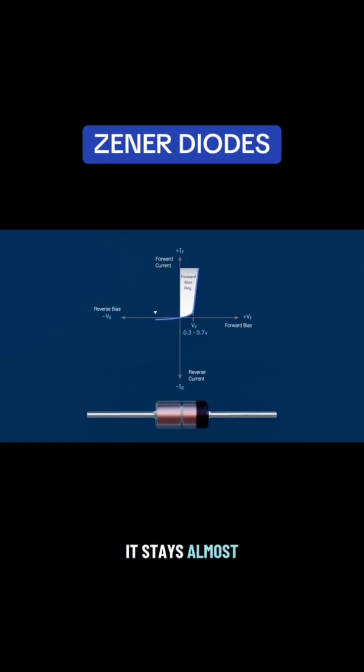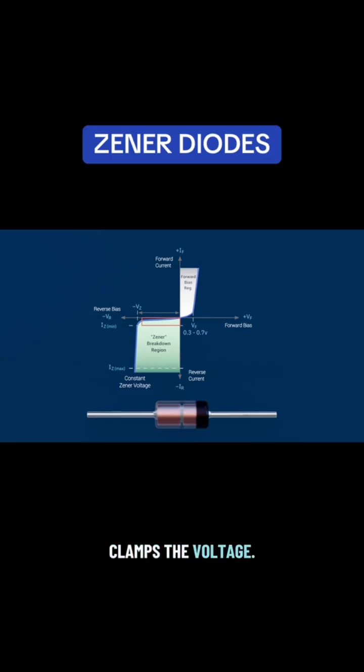It stays almost flat until the breakdown region. At the breakdown knee, the reverse current increases sharply, while the voltage across the diode remains pretty much constant at the Zener voltage. This near horizontal region of the IV curve is what people are referring to when they say a Zener diode clamps the voltage. Essentially, the Zener diode is acting as a voltage stabilizer, holding the output voltage steady despite changes in current.